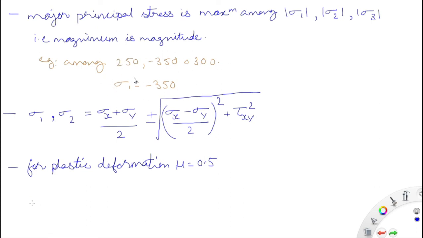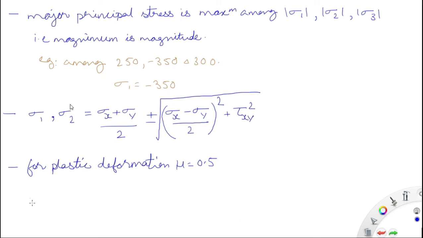Now sigma 1 is the major principal stress, and sigma 2 is the minor principal stress. Major and minor principal stress can be found using this formula: sigma x plus sigma y by 2, plus minus the square root of sigma x minus sigma y by 2 whole square plus tau xy whole square. Plus sign for sigma 1 and minus sign for sigma 2.